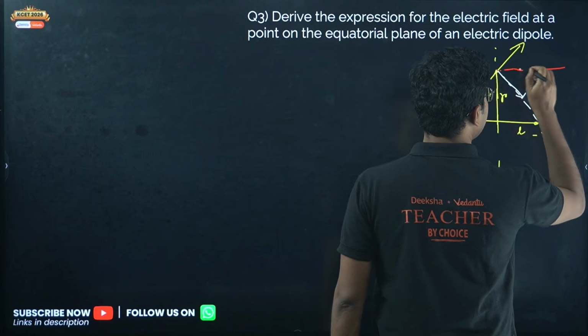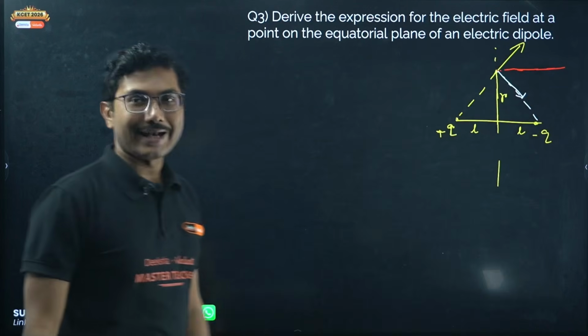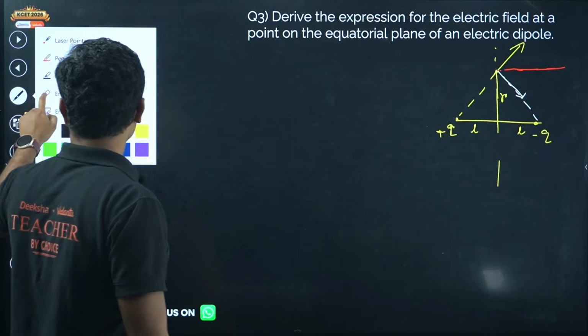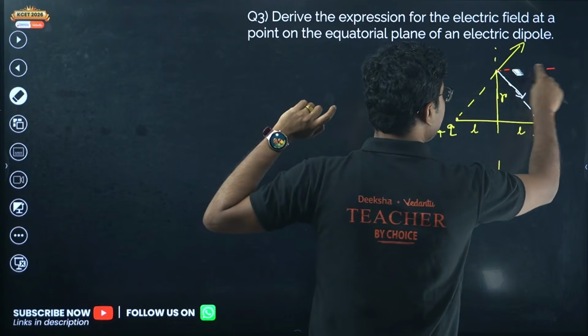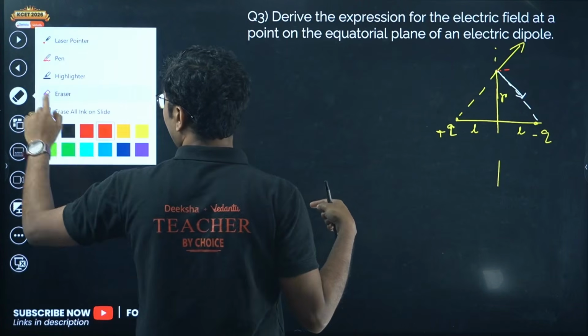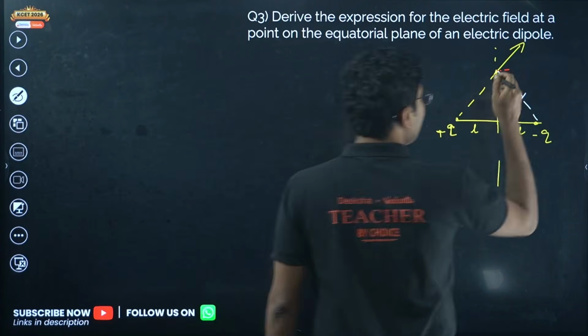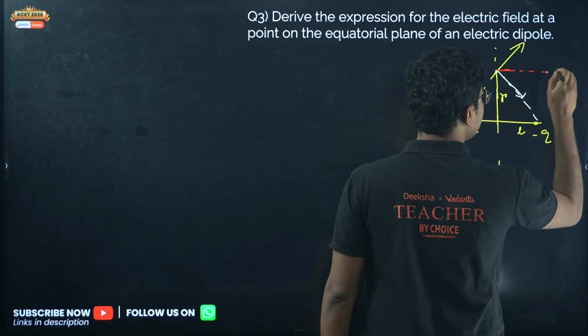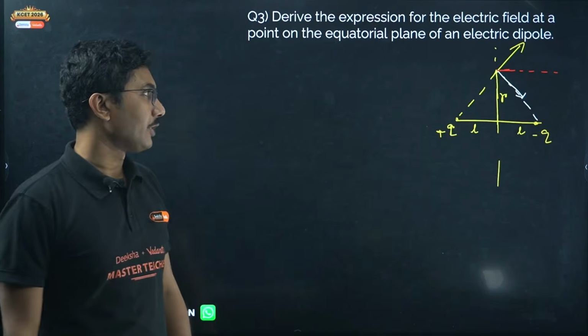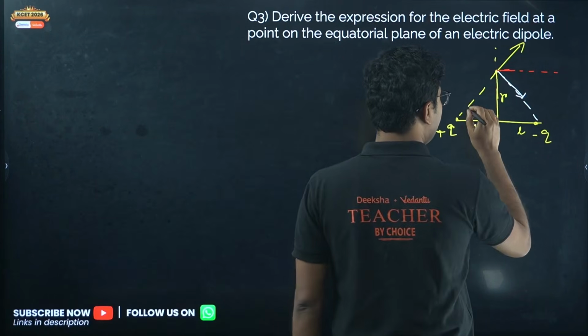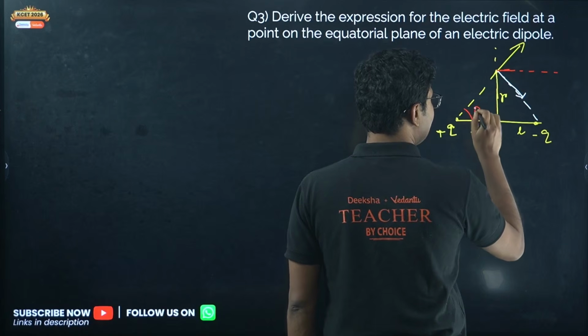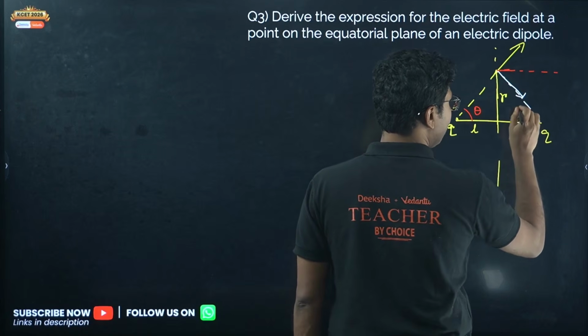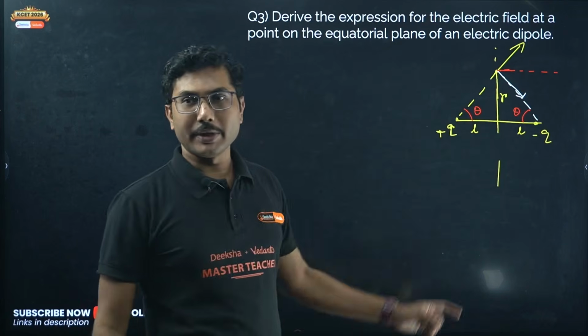To find the net electric field, you have to consider this line, and you have to take the component of these two vectors along this line. Okay, you have to take the component of these two vectors along this line. How to take the component? So for that you have to know that if this angle is theta, this angle will also be theta. Why? Because this is a perpendicular bisector.